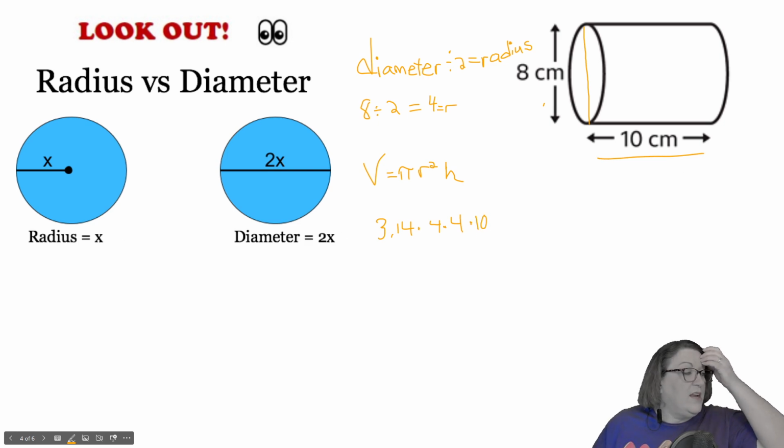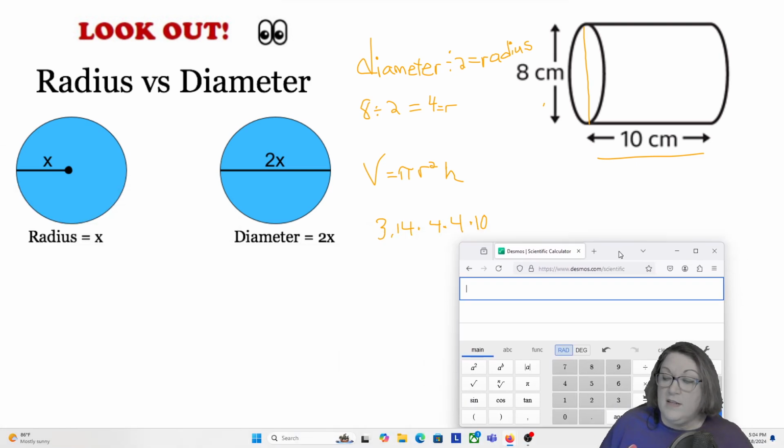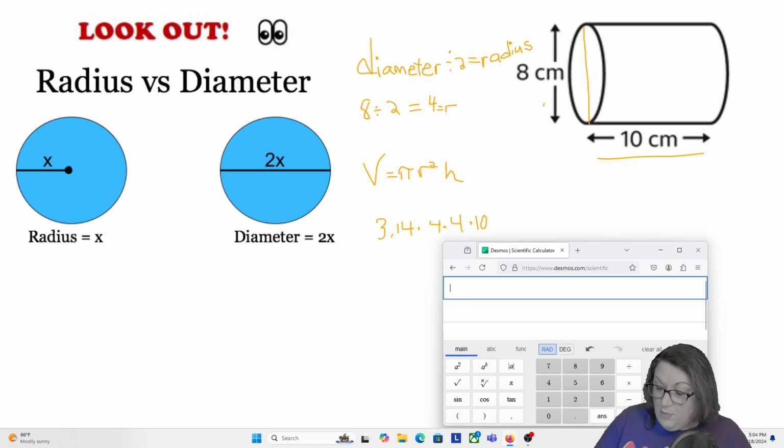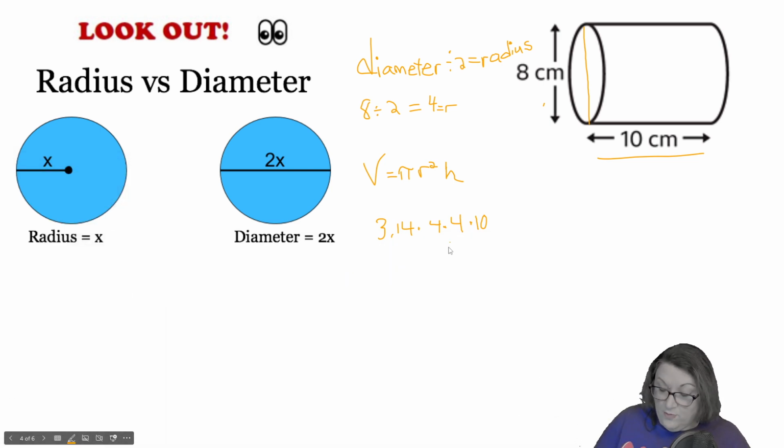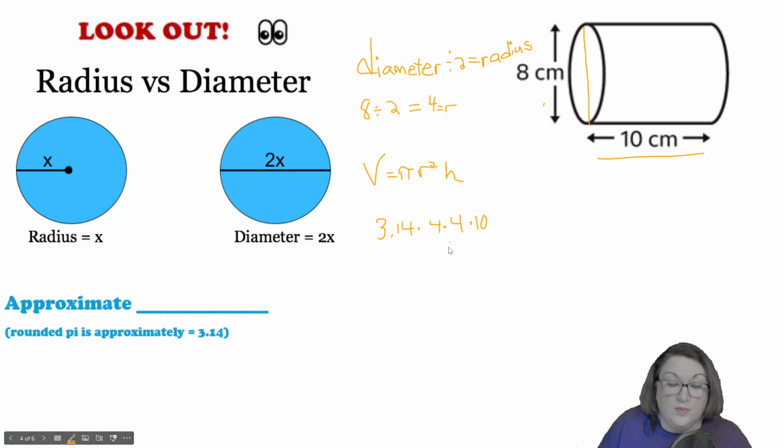And we're going to plug that in our Desmos calculator over here. Let me move it over here so you can see the Desmos. And we end up with 3.14 times 4 times 4 times 10. And we end up with 502.4. So let's go ahead and write that down as our approximate value. 502.4, and again that's centimeters, so we're going to do centimeters cubed because we're talking about volume here.